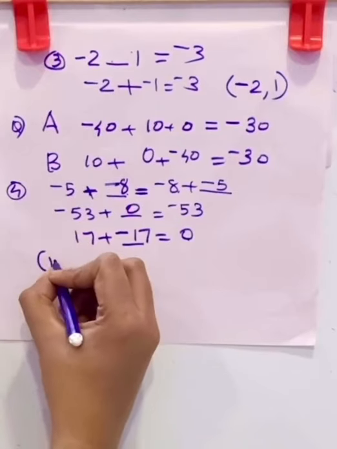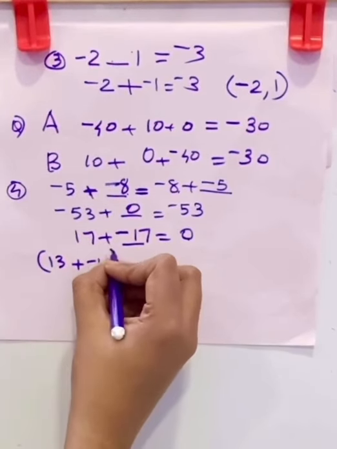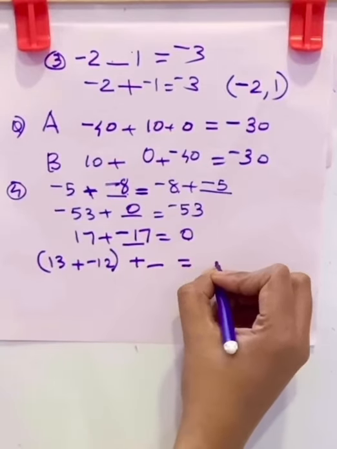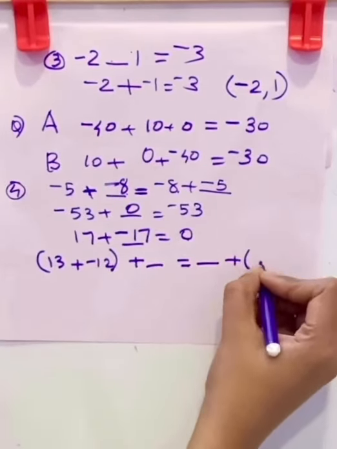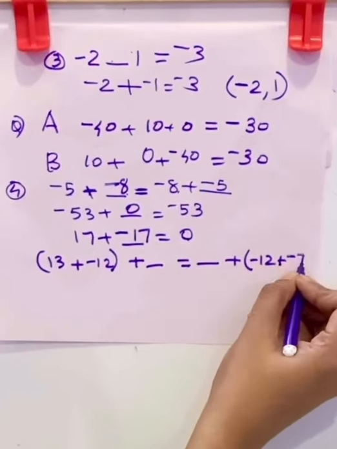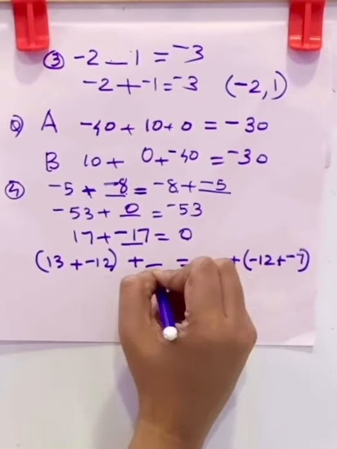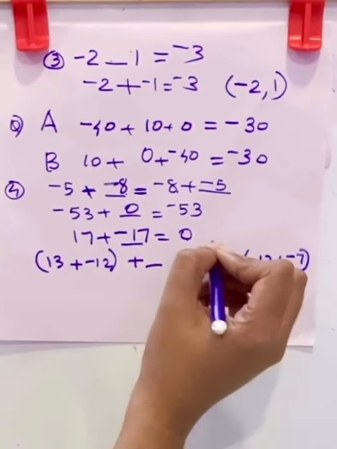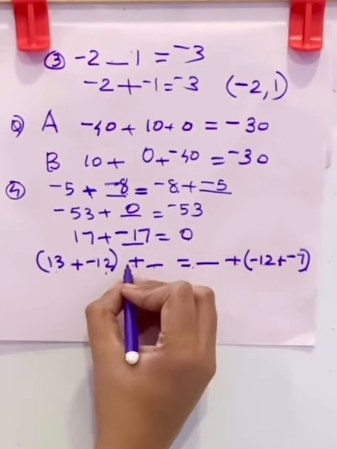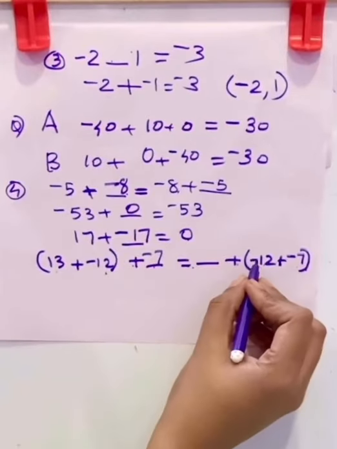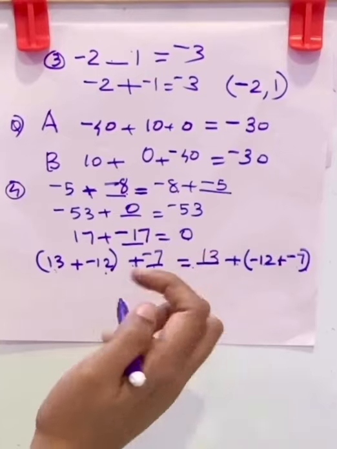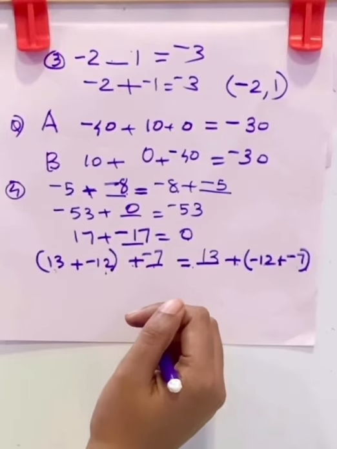Now 13 plus, bracket, negative 12, bracket closed, plus dash is equal to dash plus, inside the bracket, negative 12 plus negative 7. Now here this is the associative property. Here A plus B plus C is equal to A plus B plus C. Here the missing term is negative 7. Comparing to this, here the missing term is 13. This is associative property.